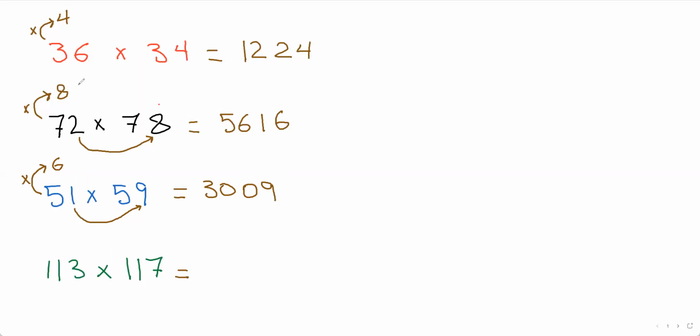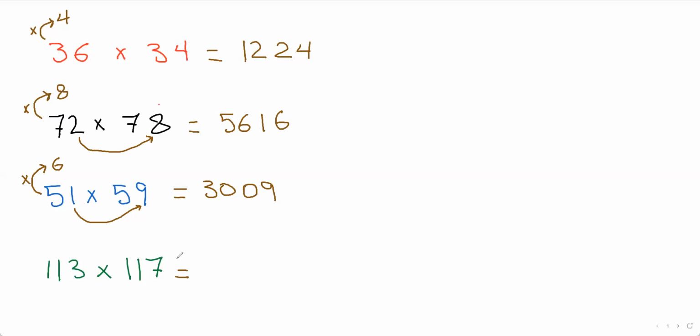So just to recap. Basically we multiply the first digit in the number by the number next to it. So the next number to 3 is 4, and that gives me 12. And then we look at the end digits right here and we multiply them and we write that right here.